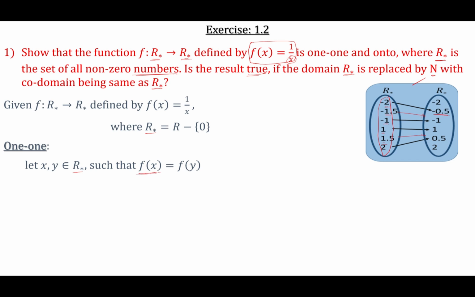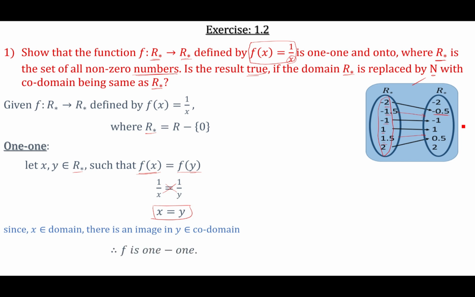What does the definition say? f of x is 1 over x, and f of y is 1 over y. Just cross multiply. If I cross multiply, I get x equals y. I told you, if I prove x equals y, then the given function is 1-1. This is what the definition says, no? Since x belongs to the domain, there must be an image in y belonging to the codomain. So the given function is 1-1.